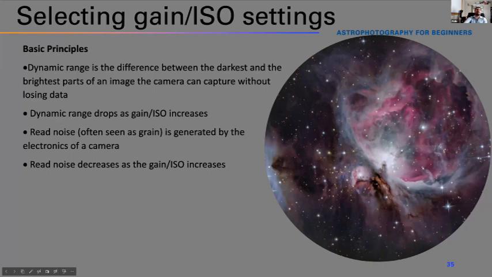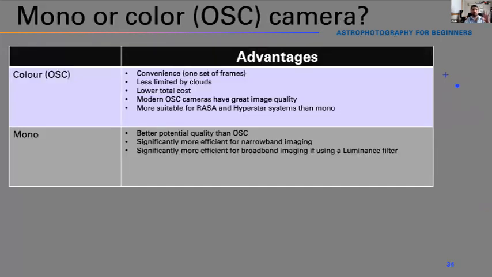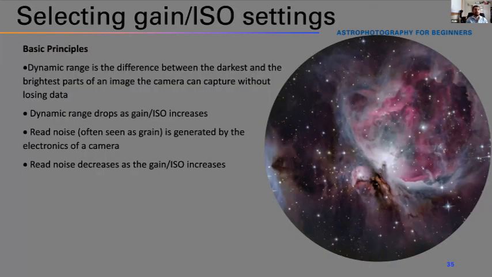Okay, so now that you've hopefully gotten some good tips on choosing between a color camera and a mono camera, here are some of the basic principles of selecting gain or ISO settings for your camera. Dynamic range is the difference between the darkest and the brightest part of your image that your camera can capture without losing any data.